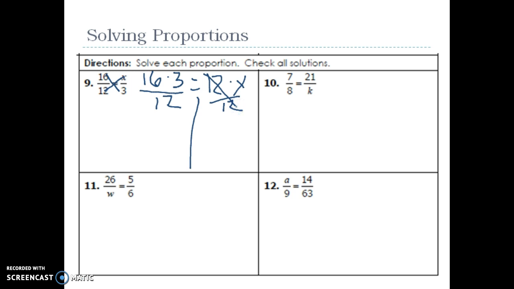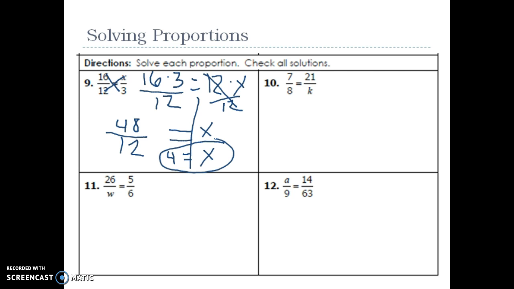We probably should have simplified first, but it's okay. 16 times 3 is 48, and we still have it over 12 equals x. So last step, simplify. What is that fraction? 48 divided by 12. It actually equals 4. X equals 4, or 4 equals x. So solving, we do the same thing, cross product, but we want to get our variable by itself. Doesn't matter where that variable is.